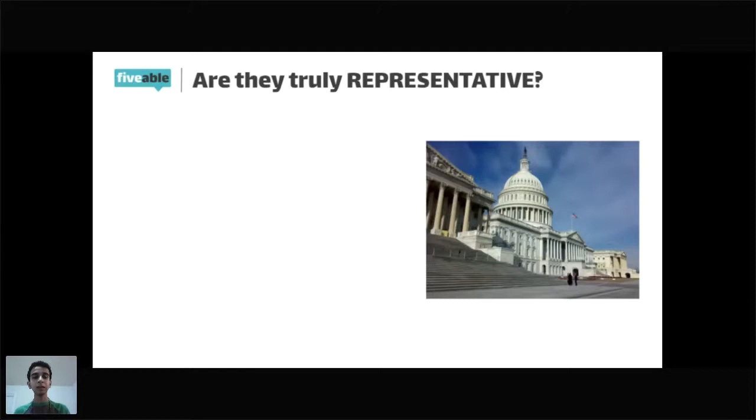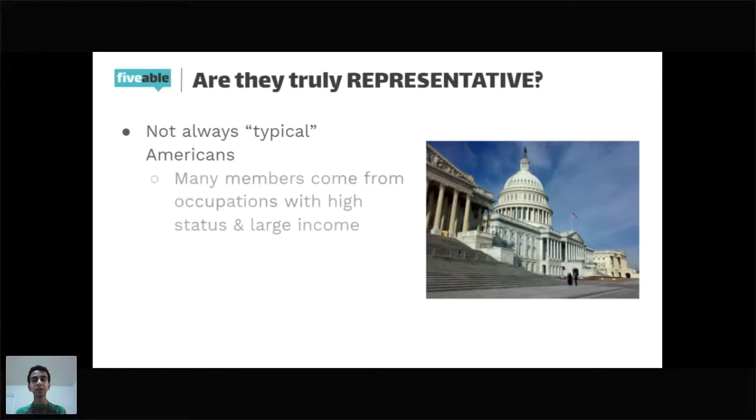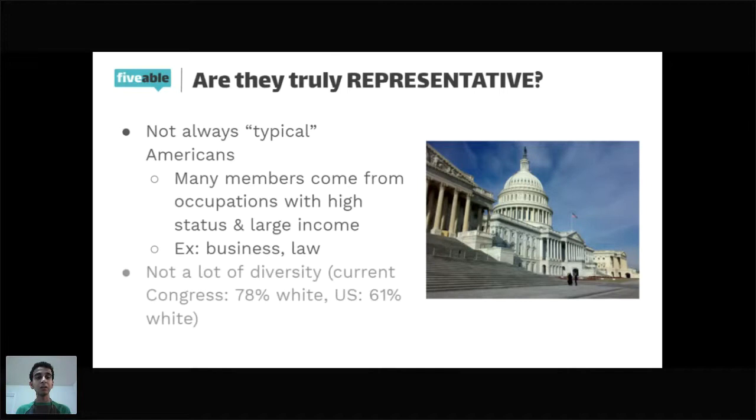One thing that we go over within the course, to do with statistics and public opinion, in the unit you said you're on, is whether Congress is truly representative. They're not always typical Americans. Many members come from occupations with high status and a large income, examples of which are business and law. Additionally, there's not a lot of diversity in Congress as of now.